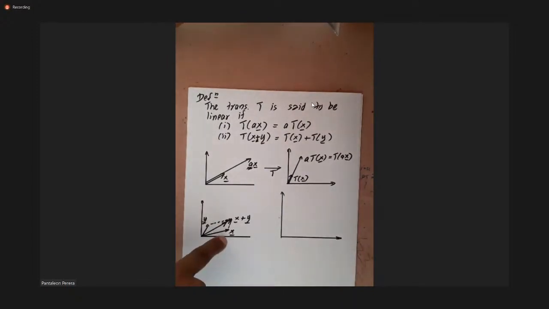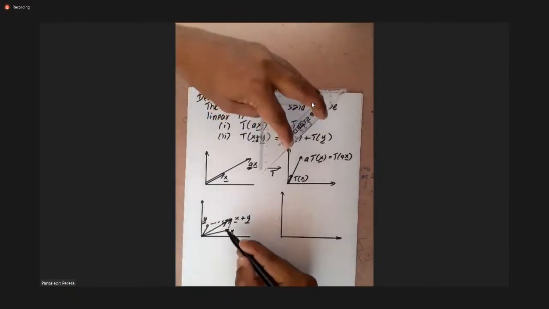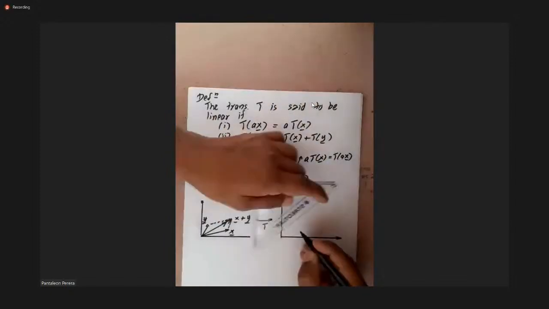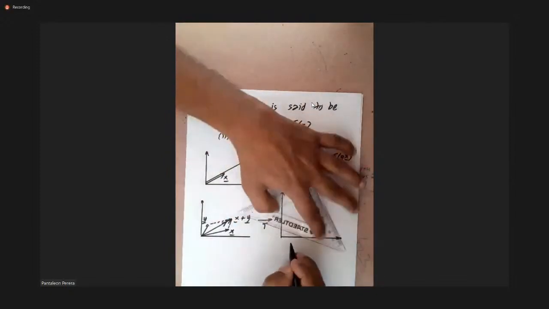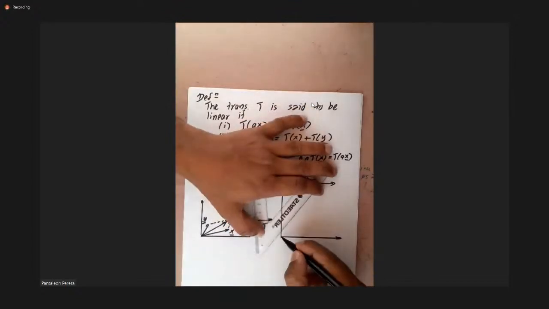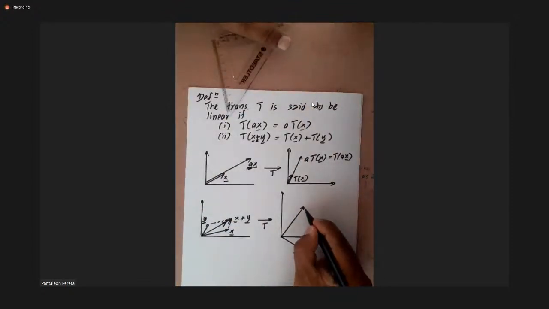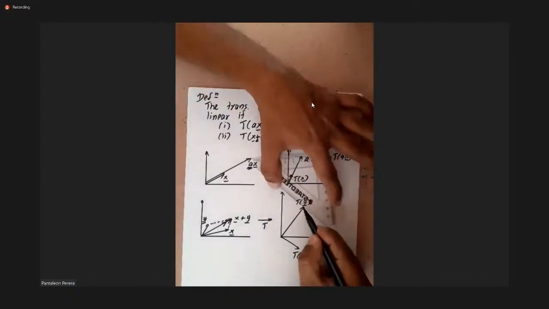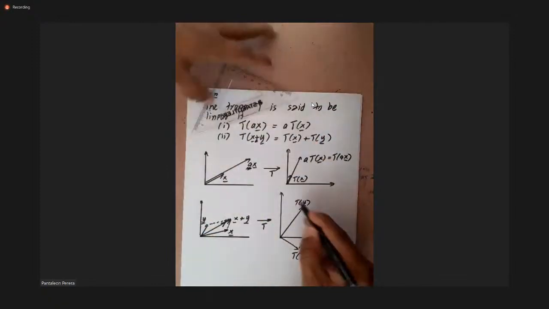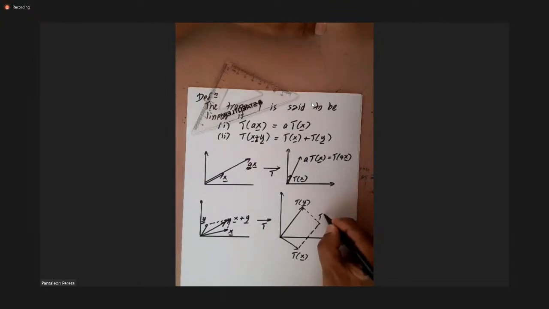Now this is vector x, this is vector y, this is the sum. Now you do the same thing. You apply the transformation T to this one. So x becomes something, goes somewhere here. Now this is Tx. Then you apply this to y. You get some vector like this. Now you add them up. It is the parallelogram law. So this is Tx plus Ty.